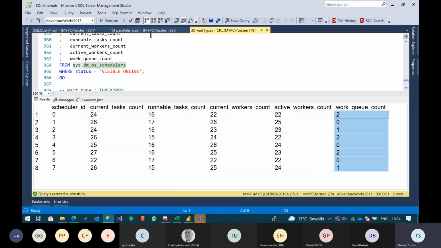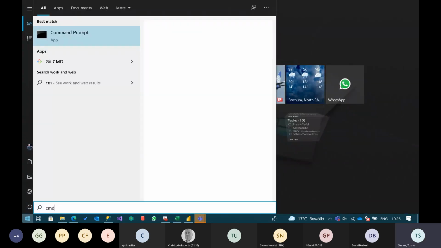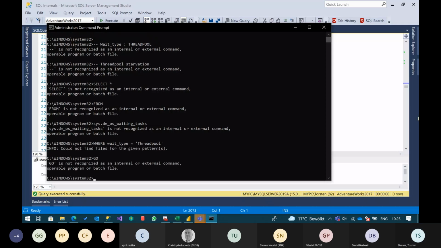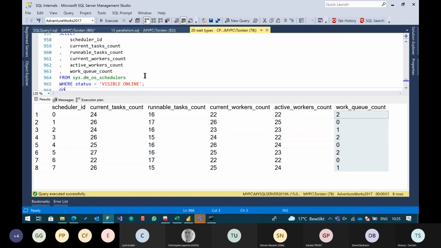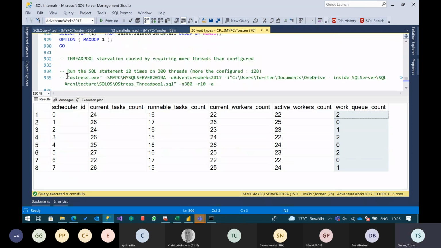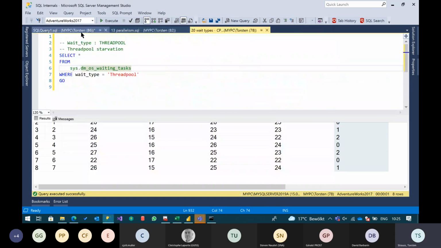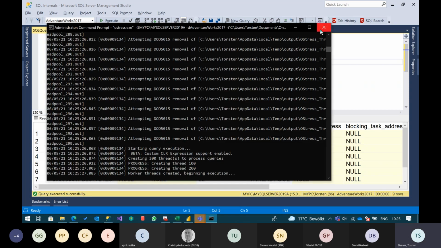Maybe I can execute the same, maybe it works. Why is CMD? CMD. Sorry. I will execute again another time. And hopefully this is DMOS waiting task this time. So I need to execute the same query again. Maybe we can see it even from a waiting time. DMOS waiting task. Oh, let's hope it works. Yes, cool. I will stop here.